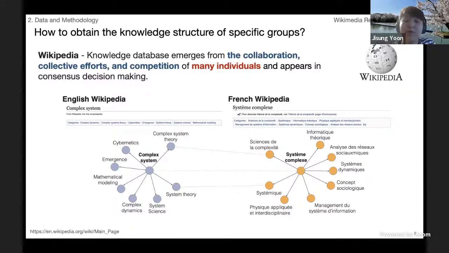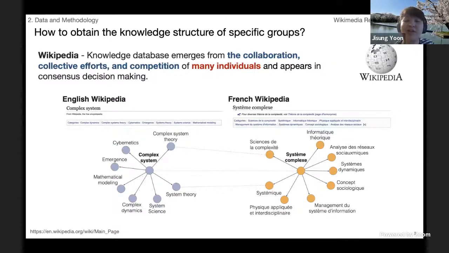The left side is an example from English Wikipedia. If we search for complex system in Wikipedia, we can easily capture these results. The results say that complex system belongs to complex dynamics, cybernetics, emergence, etc. If you go to French Wikipedia, they also make some relations in the Wikipedia dataset. But the interesting point of this example is that in French Wikipedia, they consider complex system as a more sociological concept, because you can easily fit it with sociological concepts. So they have very similar points, and also very different points.